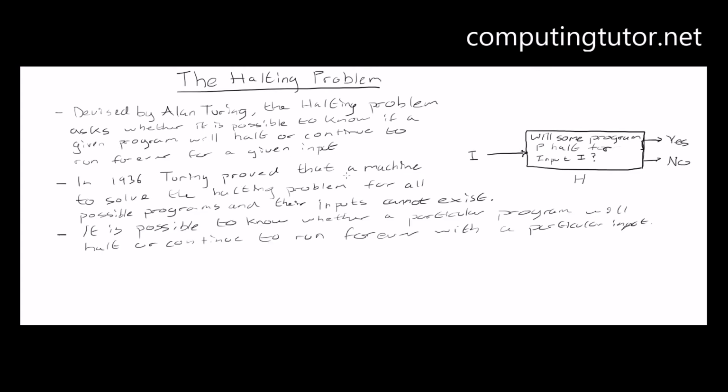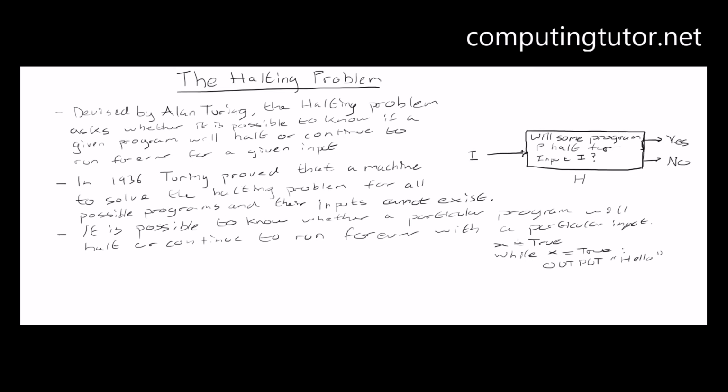So let's just go over that one more time. Turing was not saying that it's not possible to know whether a particular program will halt or continue to run forever for a particular input. We can do that because we can have a program, say for example, while x equals true, and if we set x to be true up here, output low. And we know that's going to continue to run forever because x is never going to be not true. X is never going to be false.